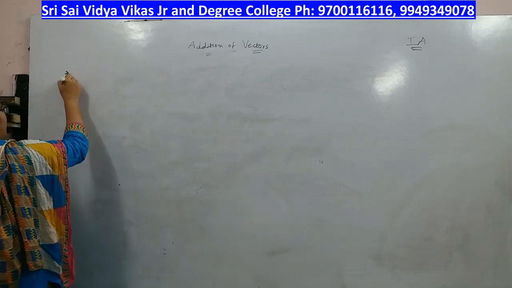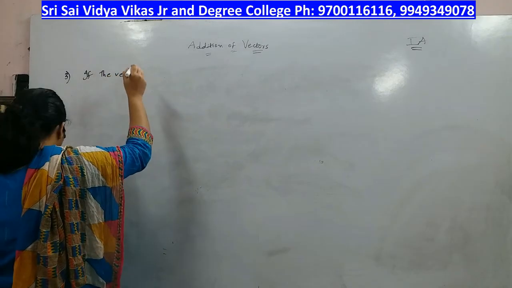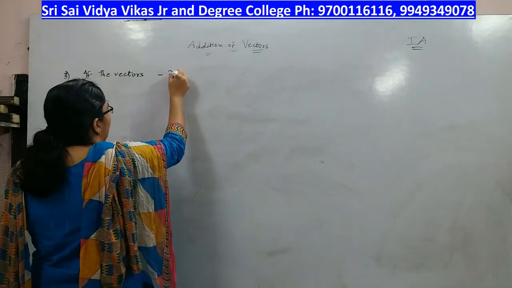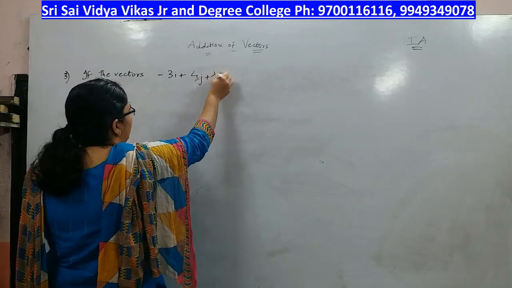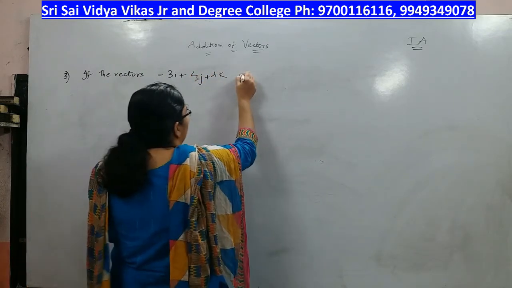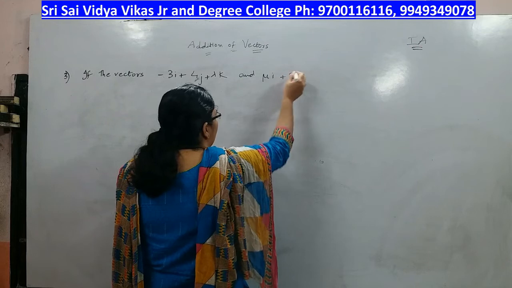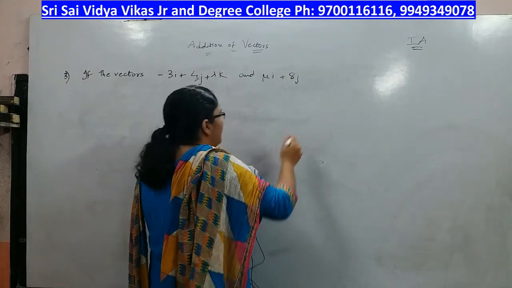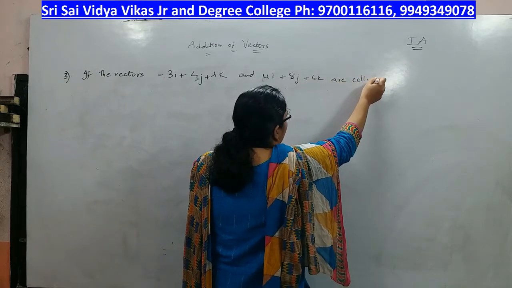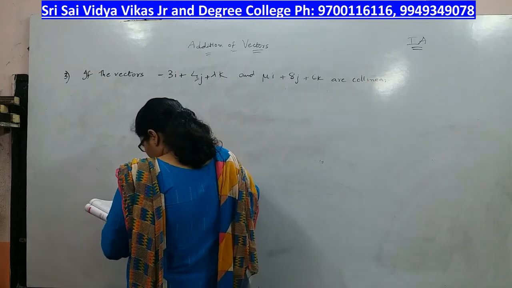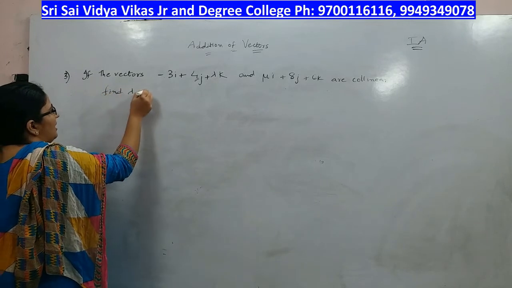Third problem: if the vectors minus 3i plus 4j plus lambda k and mu i plus 8j plus 6k are collinear, find lambda and mu.